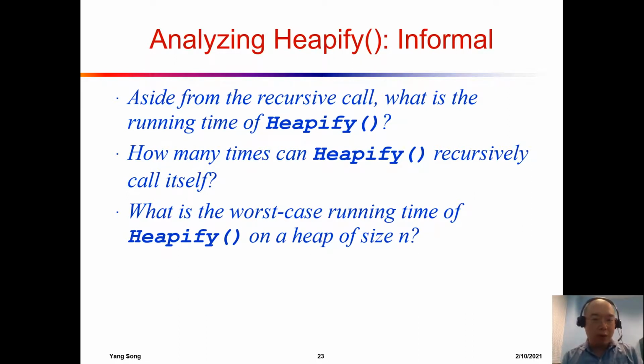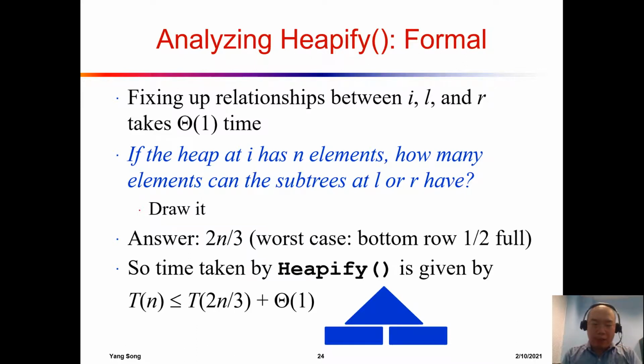Okay, so this is the informal analysis of the Heapify, and we have a feeling that the Heapify should be a log n algorithm. But how do we really theoretically prove the Heapify is a log n algorithm in a formal way? Well, the first observation is fixing up the relation between I, L, and R once in one Heapify is a constant time, because there's no iteration and all the steps are primitive steps, right? And then, if we are considering the worst case, what will be the worst case of the Heapify?